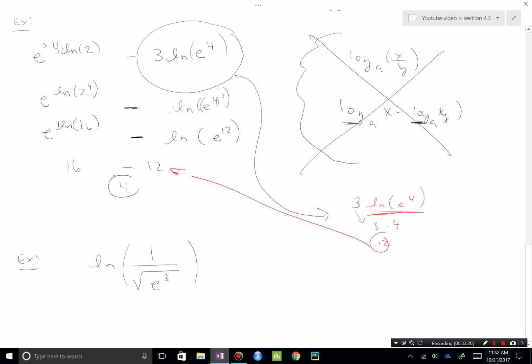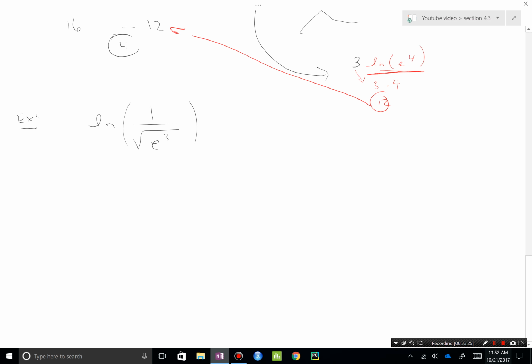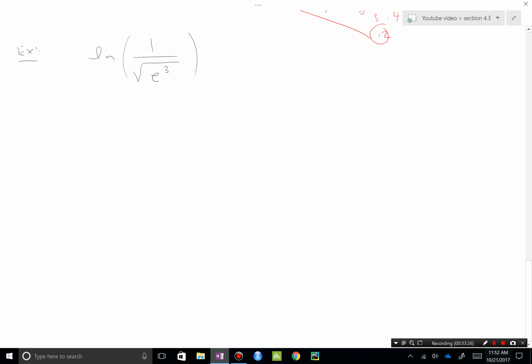Okay, so guys, please understand there are multiple ways of skinning a cat, if you get the saying. All right, so here we go. Let's do this 2 ways. Here's option 1. Option 1 is you look at this immediately, you say division. This is the first thing you see, which is ln of 1 minus ln of square root of e to the 3rd. Perfectly fine.